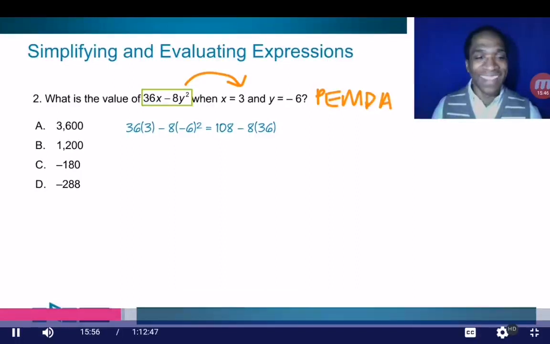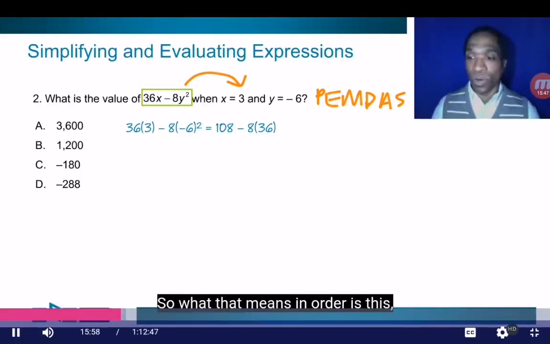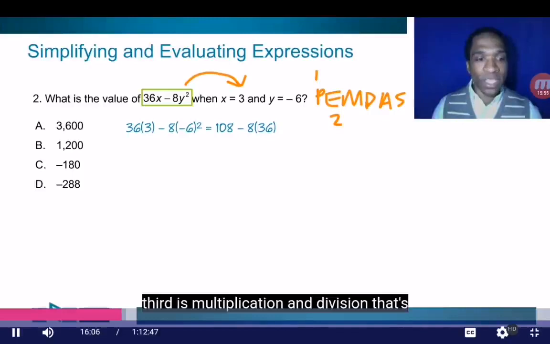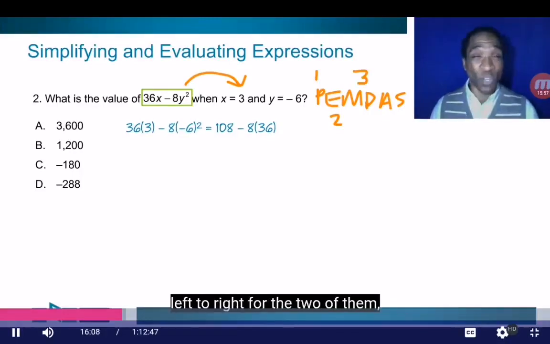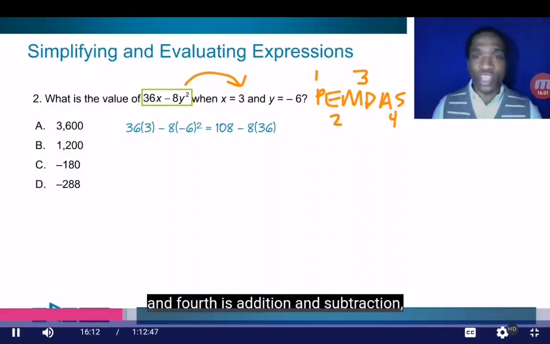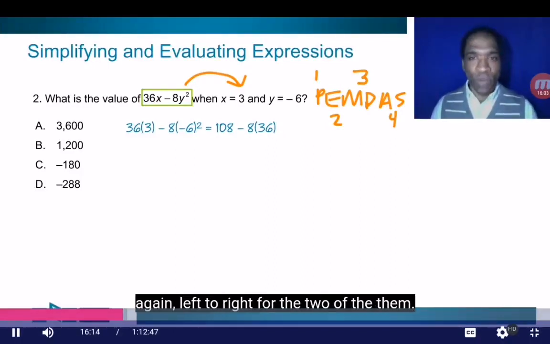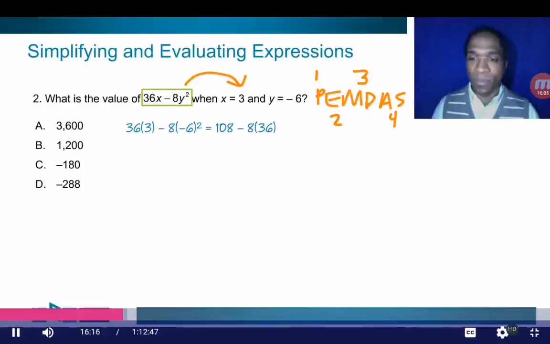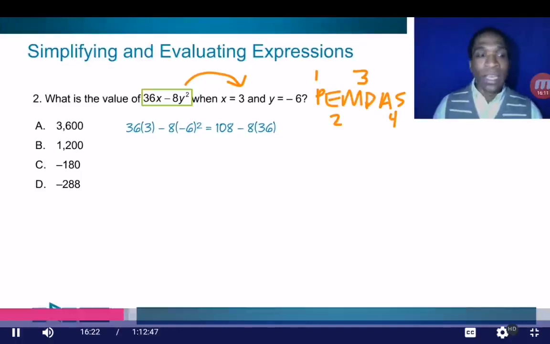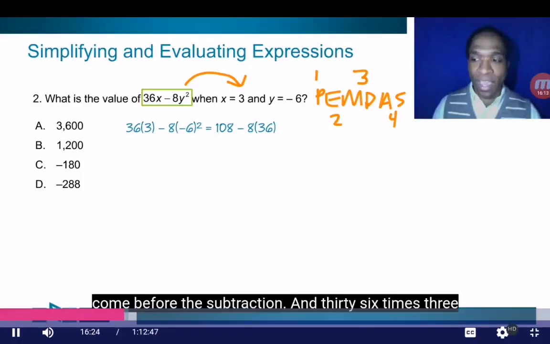Yeah. So what that means in order is this. First is parentheses. Second is exponents. Third is multiplication and division. That's left to right for the two of them. And fourth is addition and subtraction. Again, left to right for the two of them. So in our expression here, the exponent and multiplication come before the subtraction.